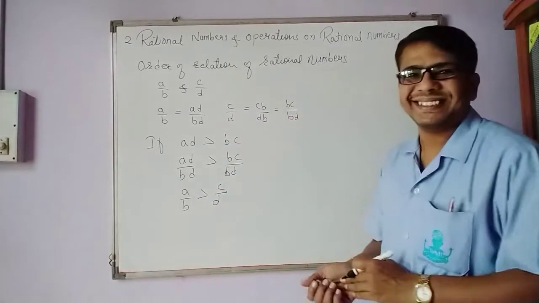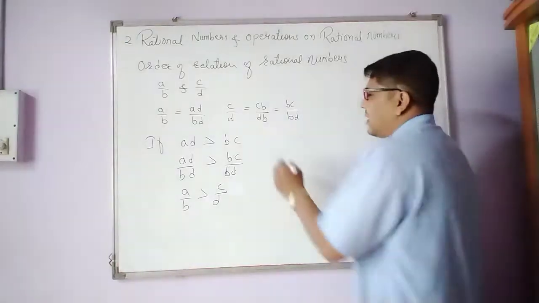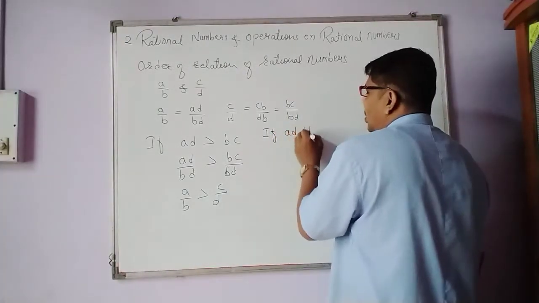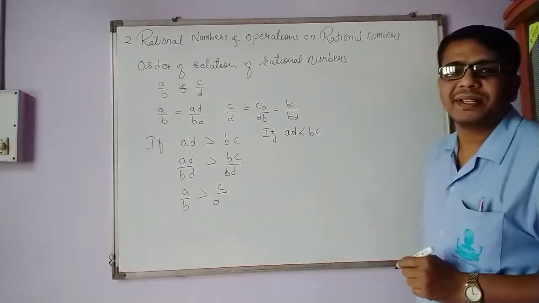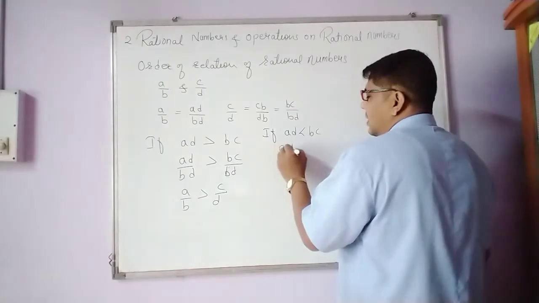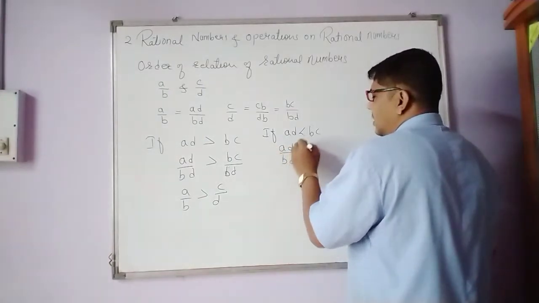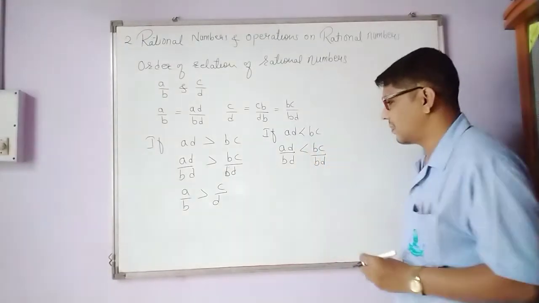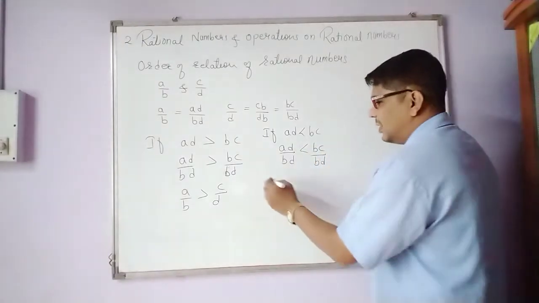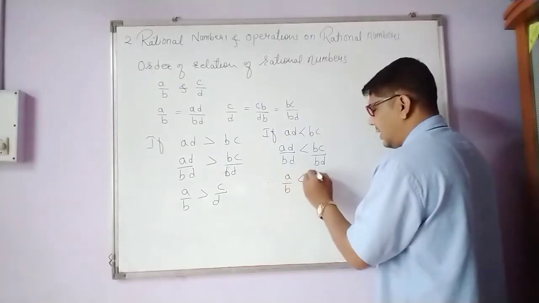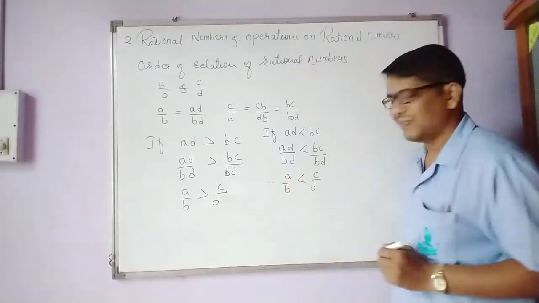That is the first condition. Then, if AD is smaller than BC, it means AD upon BD is smaller than BC upon BD. So from that we can say A upon B is smaller than C upon D.